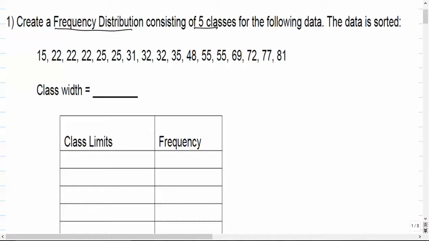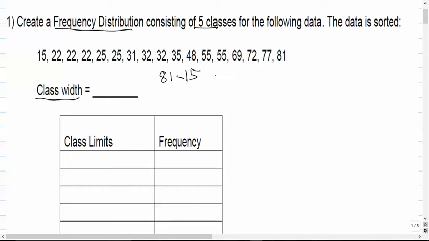Anyway, our first problem here is to create a frequency distribution consisting of 5 classes using the following data. The data is sorted just for convenience here. It doesn't really have to be, but it does help. If we want 5 classes, the first thing we need to do is calculate the class width. So I take the difference between the largest data value, subtract off the smallest data value, and since it's sorted, I know that's 81 and 15.